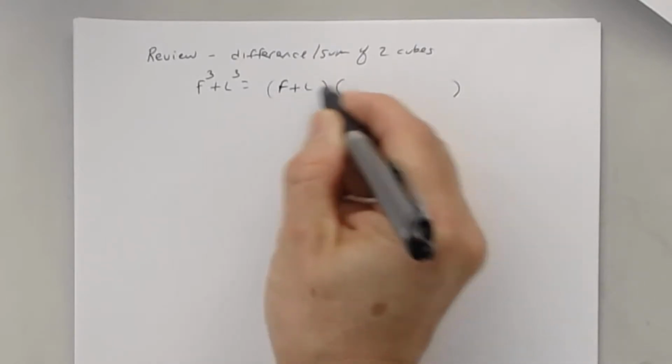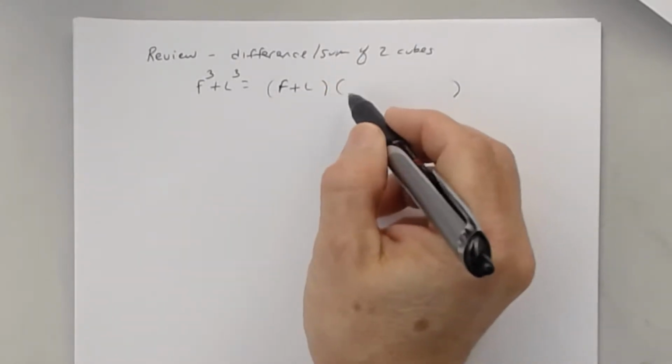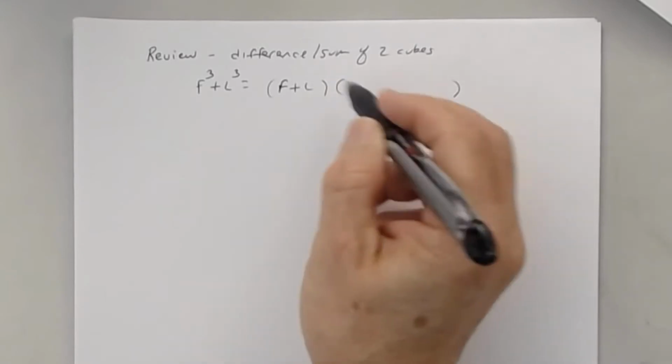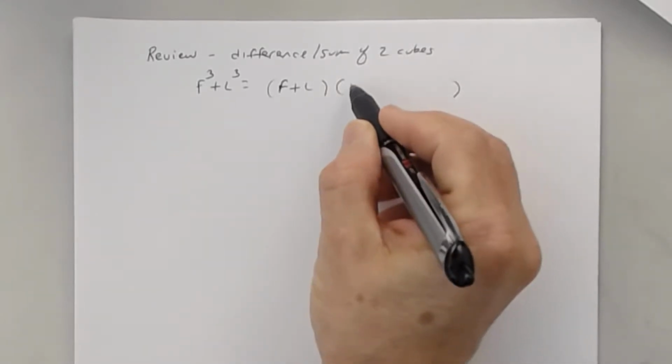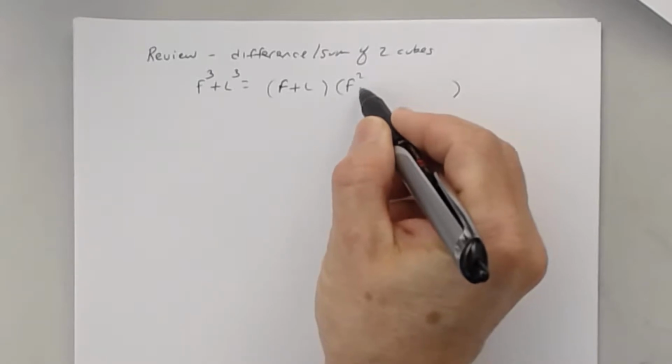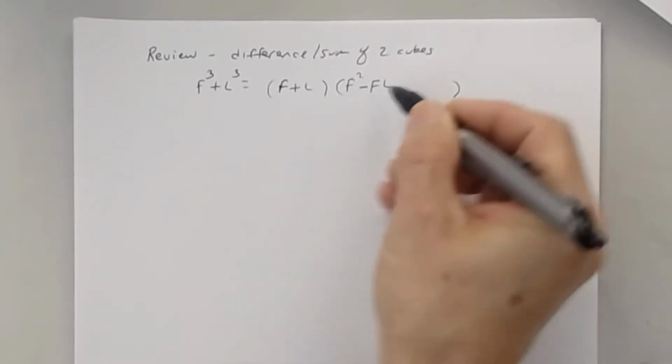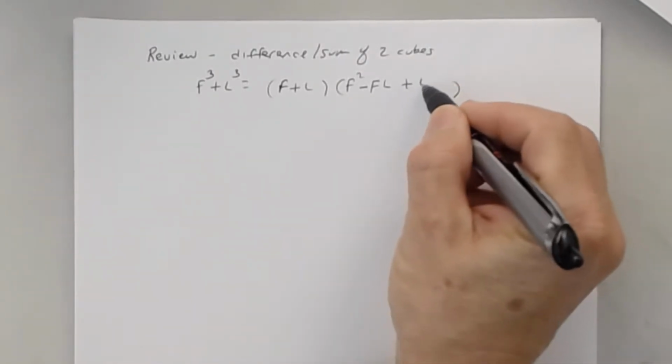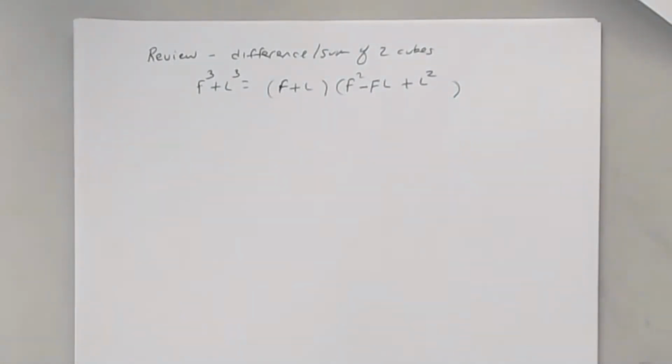F plus L, good. And once you find the binomial, then the relationship of the trinomial comes from F and L. What's that first term of your trinomial? Very good. What about the next one? Yep, you change the sign. And then plus what? L squared. All right. So some of you don't need the formulas, but it is there if you need it.